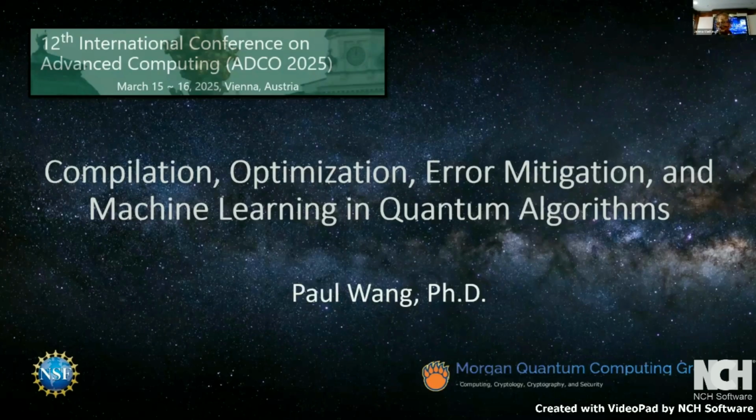This is about the quantum algorithm. So we know quantum computing has gotten into the stage where we are talking about how to use quantum computing to take benefit of the computing. There are many other areas.